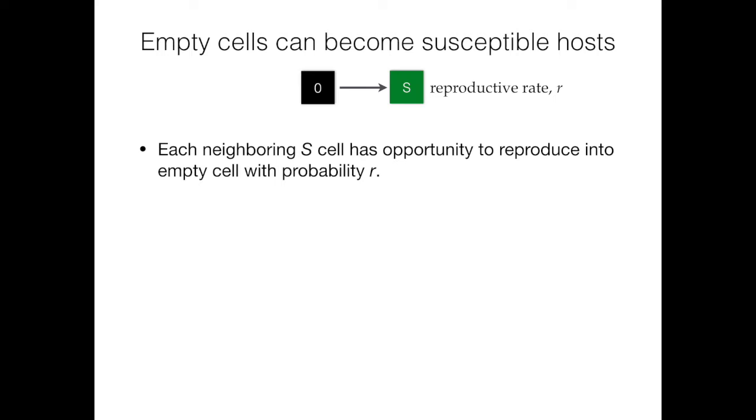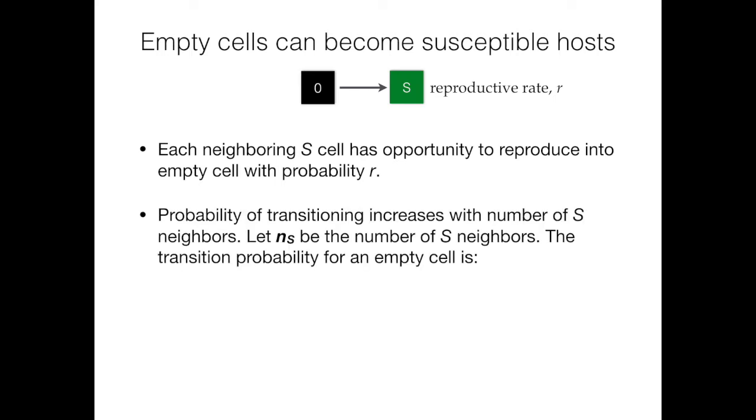So let n sub s be the number of susceptible neighbors. The probability of transitioning is equal to 1 minus the joint probability that none of the susceptible neighbors attempt to reproduce. So in this case, it's just this, right? Just like we saw before in the contagion model.